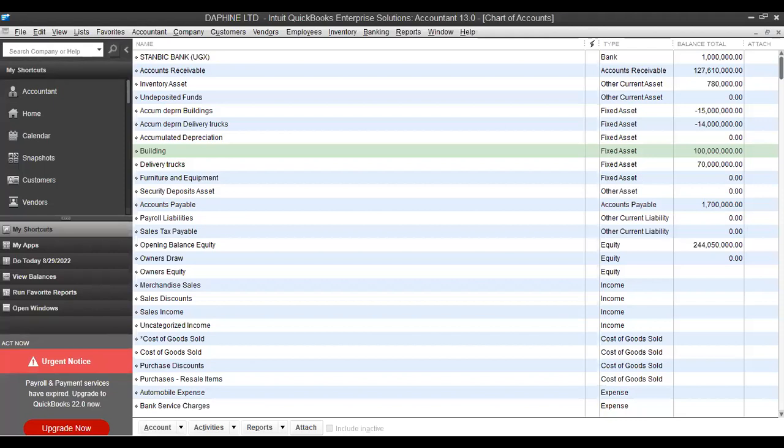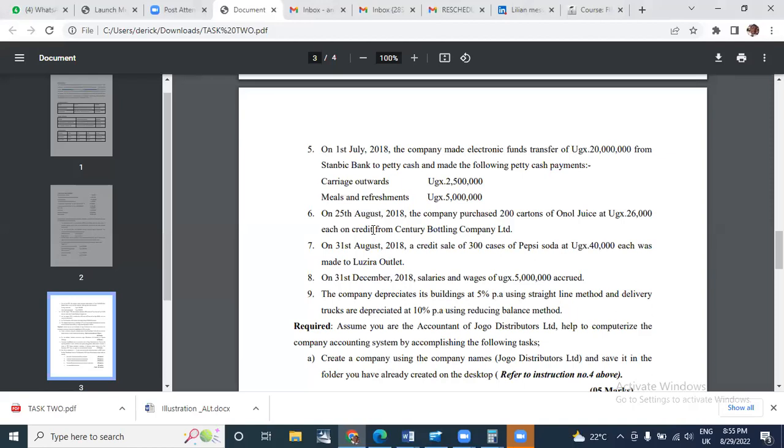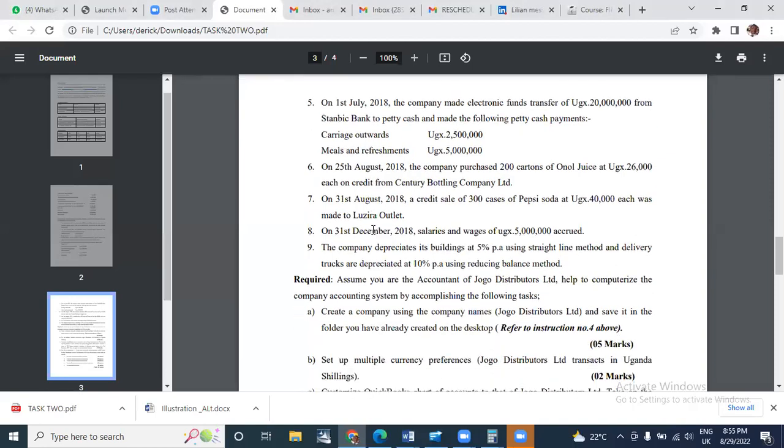So if I may share the question again, for those who wanted to use the calculator, you're still going to see it here, so no worries. Now for the continuation, it was on delivery vans or delivery trucks. These ones are depreciated at 10%, but using the reducing balance method. So this is the reducing balance method.